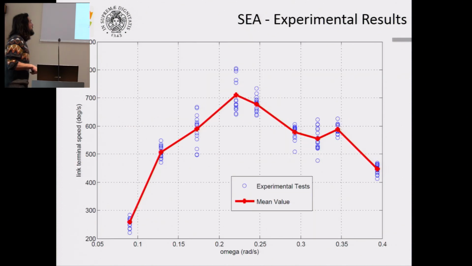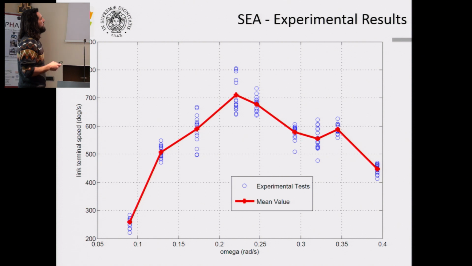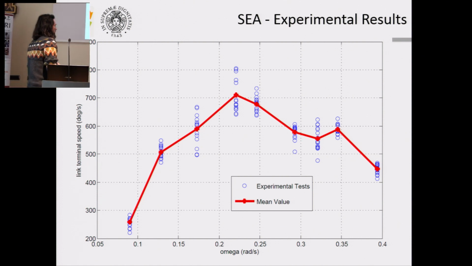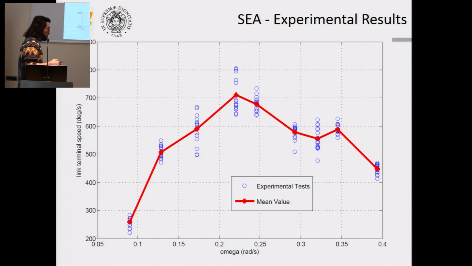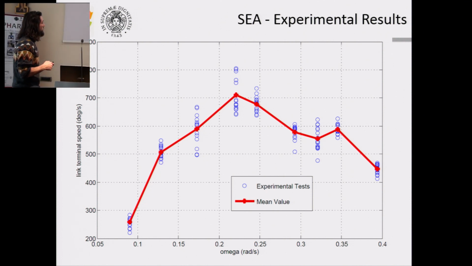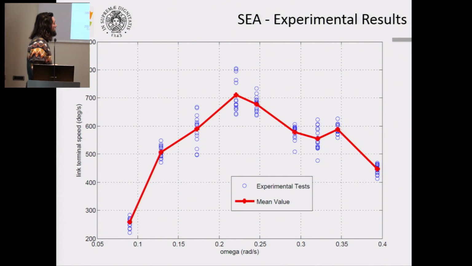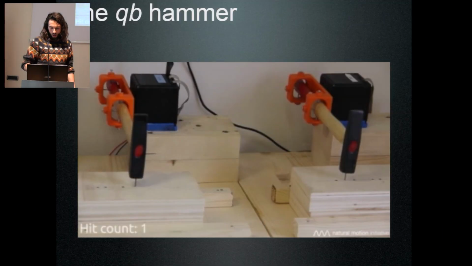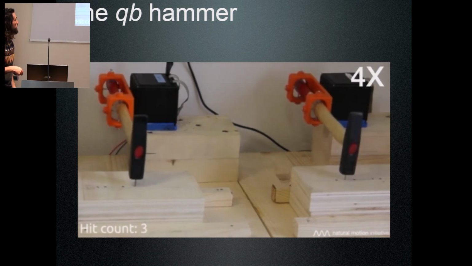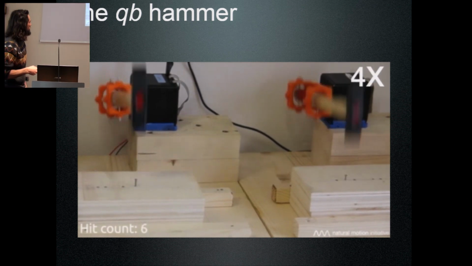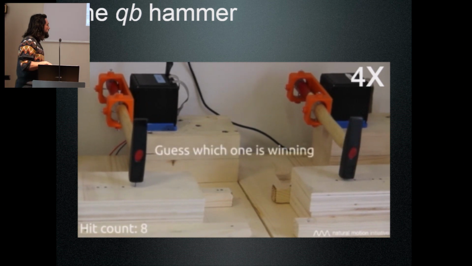And this result has been confirmed also by experimental tests. So here you can see the mean value of several experimental tests with different stiffnesses that we conducted in Pisa, and as you can see, the result has been confirmed also by experimental tests.